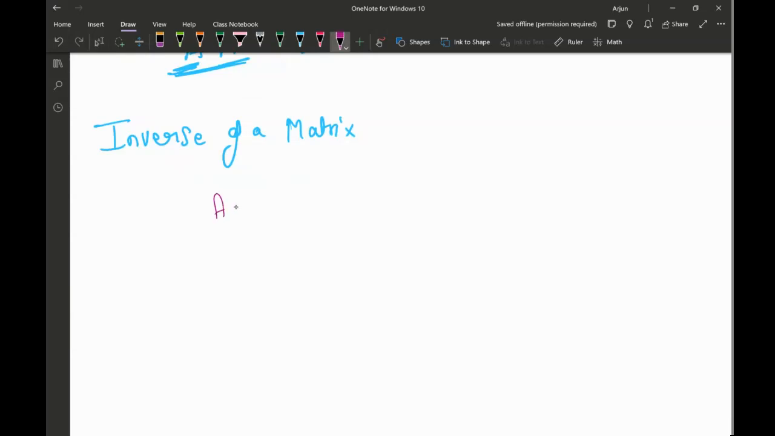Let's say you are given a matrix A, which is equal to 2, 4, minus 3, and minus 7. I want to find the inverse of this matrix. How can I find the inverse? That's what we will see.